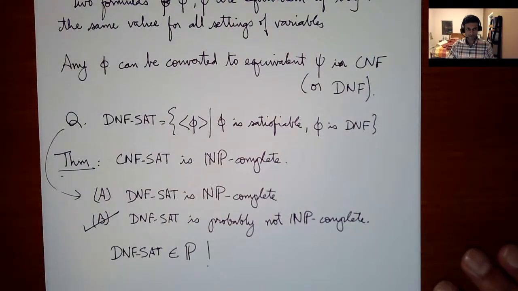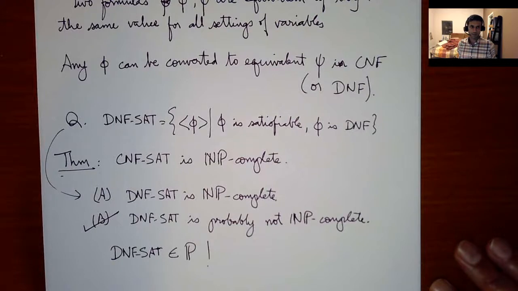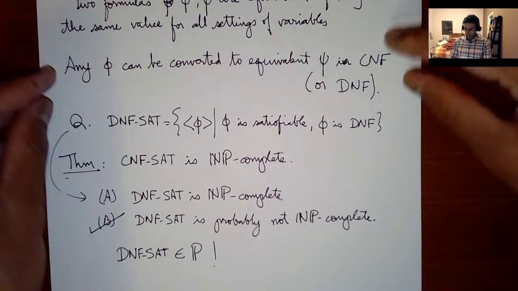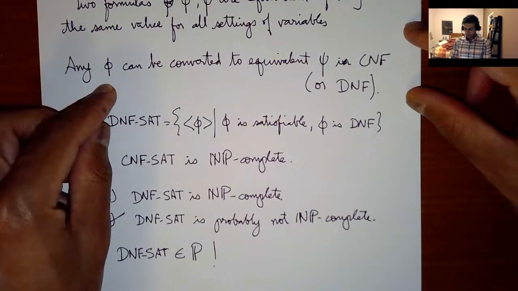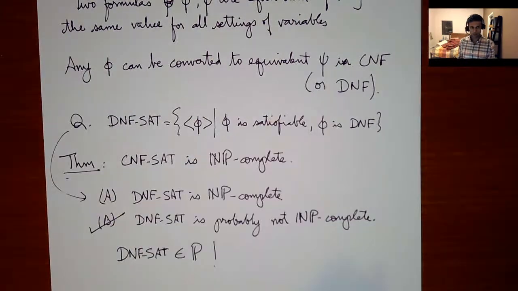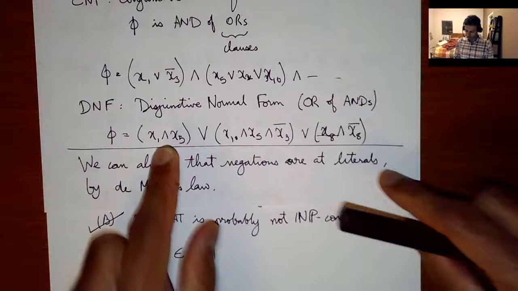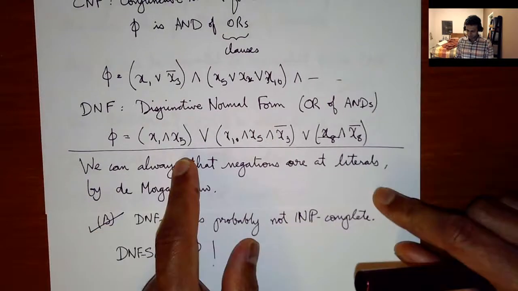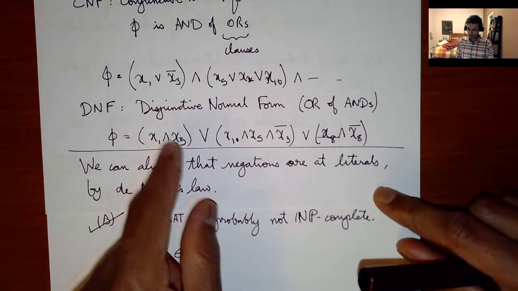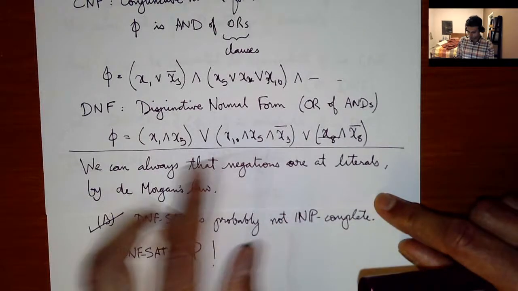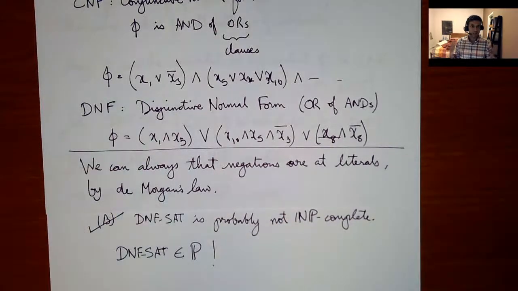For those of you who said that this is not clear, let me say this again. Any formula can be converted to an equivalent formula that's in disjunctive normal form. And remember, disjunctive normal form is an OR of ANDs. So it's one clause or another clause or another clause, where these clauses have ANDs in them. You can convert any one to the other by the distributive property, just by distribution.